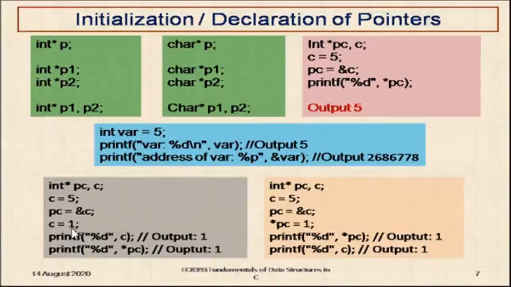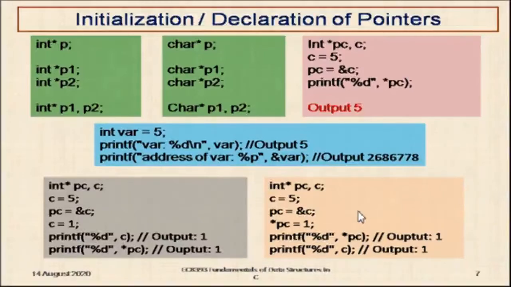Then c = 1. So previously c was stored with 5. Now I have replaced the value of 5 by 1. So what will happen? In the same address assigned for c, instead of 5, 1 would have been stored. Now printf("%d", c), so we will definitely get 1. The output is going to be 1 for this printf statement. Then I am printing the value by using the pointer, as you have seen here. *pc will again give us the value 1.